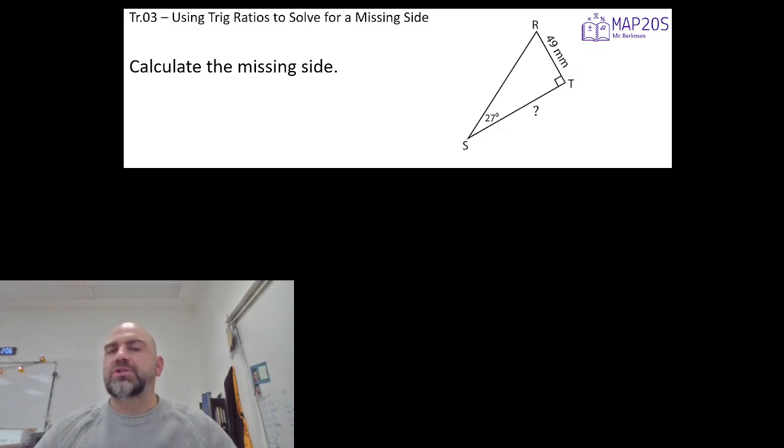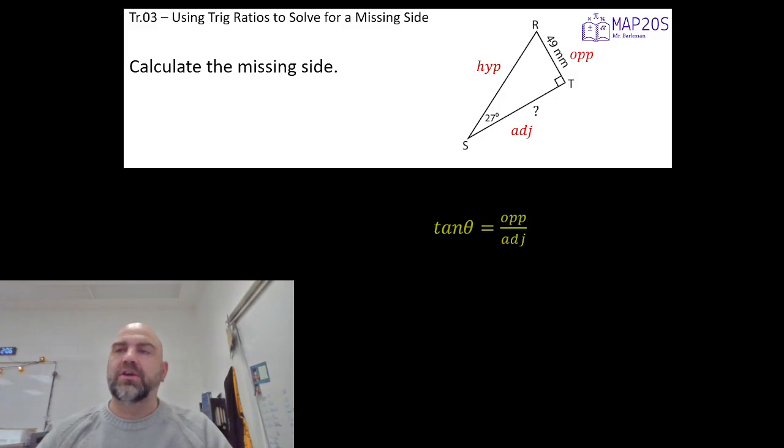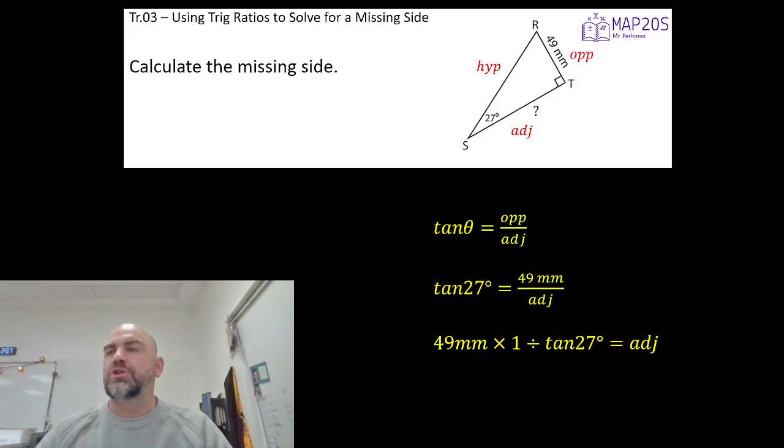Okay, let's double check our answer. What is step 1? I hope you all said label the sides. There we go. We got it. We're given the opposite side. We're asked to find the adjacent. We're given the angle of 27 degrees. We're going to use our tangent ratio again. Plug the values in. This time we have the opposite, so it's going to be on top. We then multiply by 1, divide by tan of 27, and you should get an answer of 96.17 millimeters. Be careful about units.